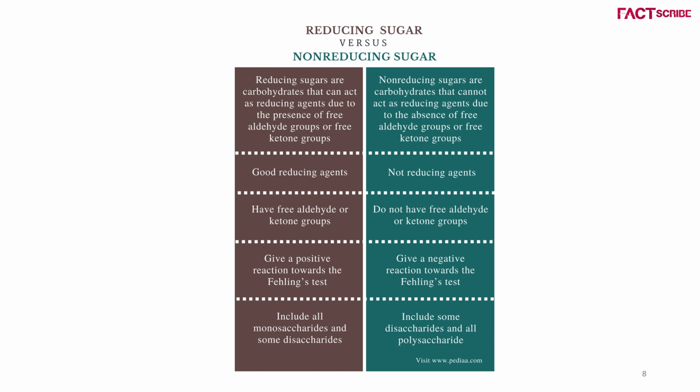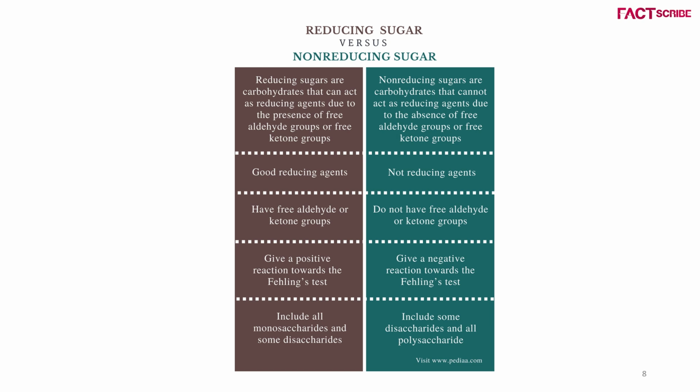And let's see more in detail about reducing versus non-reducing sugar. These reducing sugars are carbohydrates that act as a reducing agent due to the presence of aldehyde or ketone group in the structure of that particular compound. In case of non-reducing sugar, they do not act as a reducing agent due to the absence of aldehyde group or free ketone group. This reducing sugar acts as a very good reducing agent. In case of non-reducing sugar, they do not act as a reducing agent.